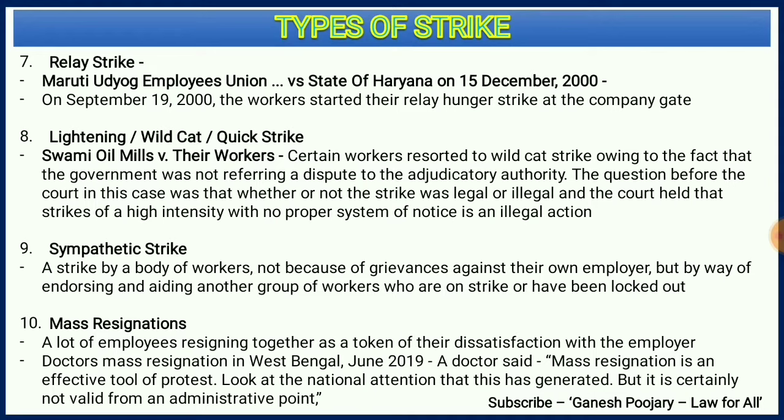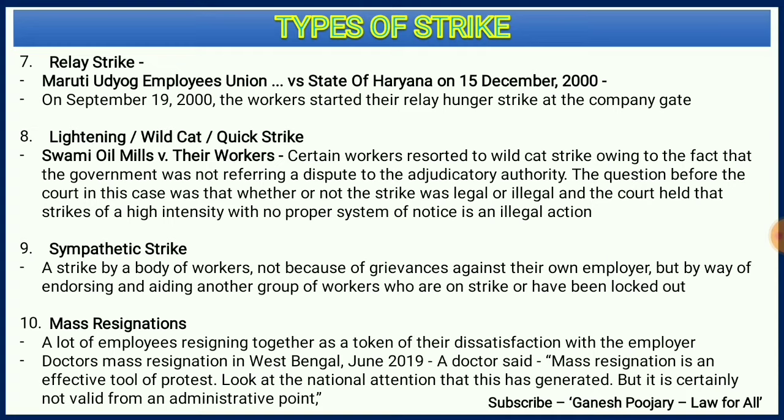The seventh type is relay strike. Relay means one batch does the strike and after that the same batch goes to work, and the batch which has already completed the work will come back and sit and continue the strike. It is just like a relay run. One person completes the run and passes the baton and the other person starts running. Likewise here the strike is continued. They are not stopping the strike, at the same time they are not stopping the work also, which is called relay strike. Here the example is Maruti Udyog Employees Union versus State of Haryana. Here they have done hunger strike in a relay mode.